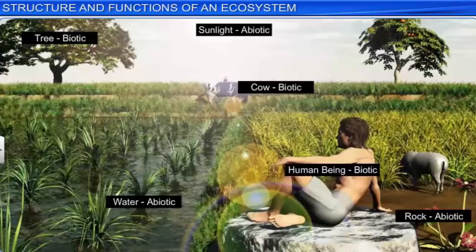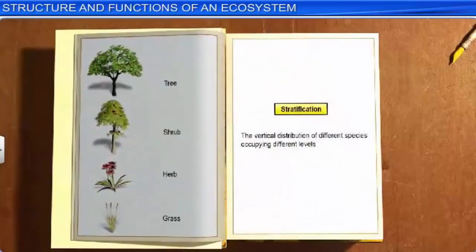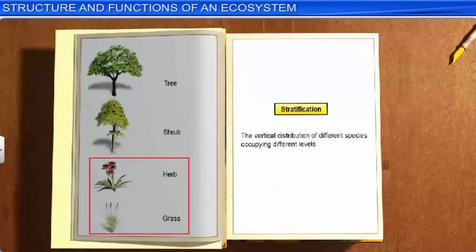Also, an ecosystem has several plant and animal species, and their identification and enumeration gives us the composition of the species. The vertical distribution of different species occupying different levels is known as stratification. For instance, in a forest ecosystem, the trees occupy the top vertical strata or layer, followed by shrubs, herbs, and grasses.